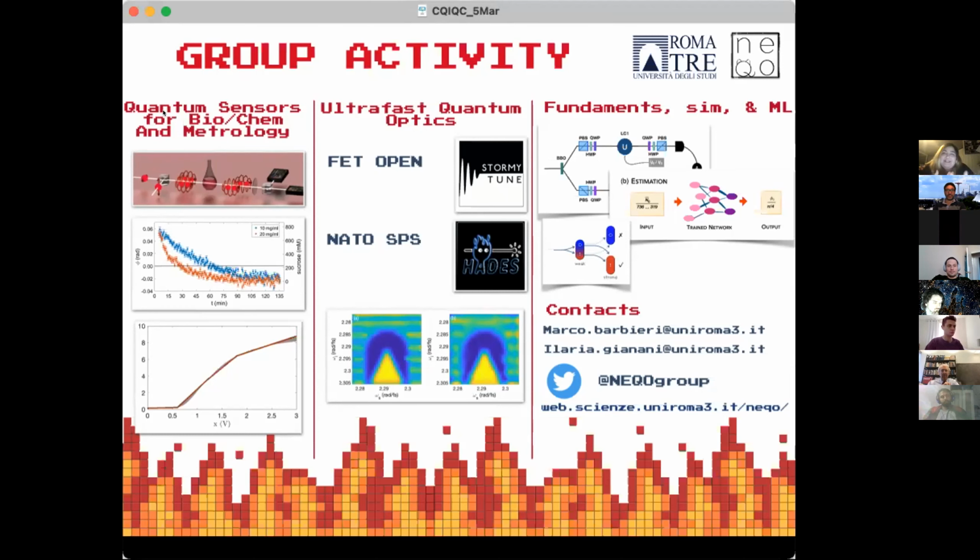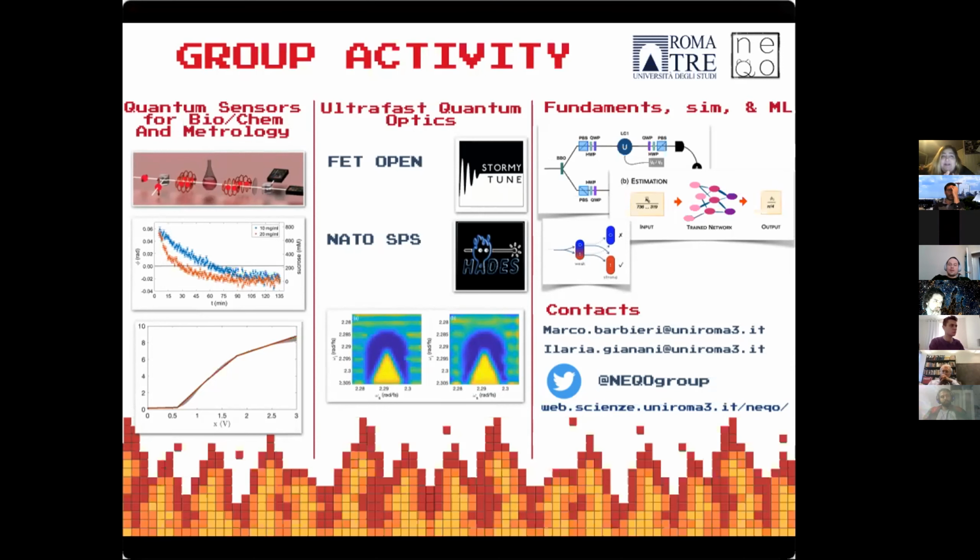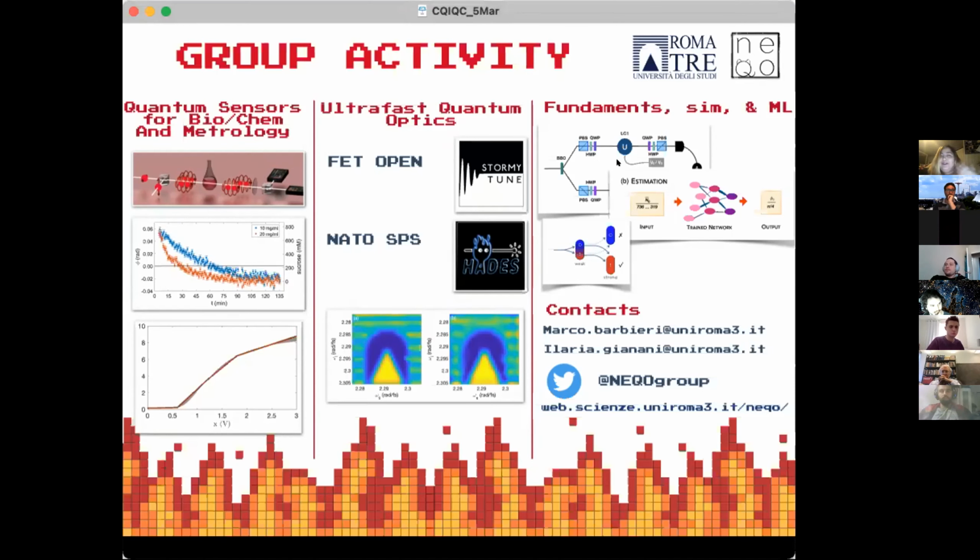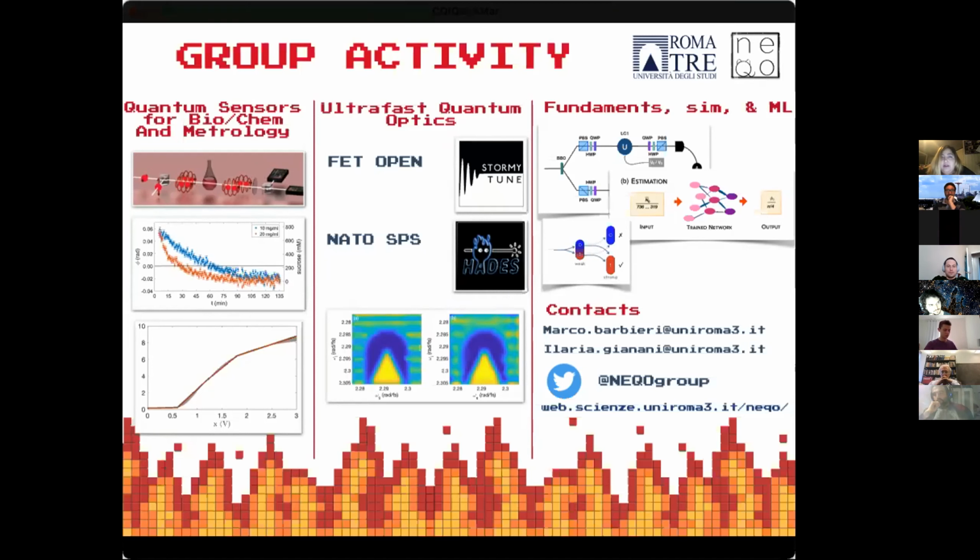Our main research line is that of metrology, and in particular, we also apply that to biological and chemical sensors, especially chiral compounds. We are now moving ultra fast towards ultra-fast quantum optics measurement, which is my main research line at the moment. And we also do other things in the meantime, such as fundamentals, simulation, and some machine learning in collaboration with other groups. This is our context, and this is our group website if you want to check our activity out.